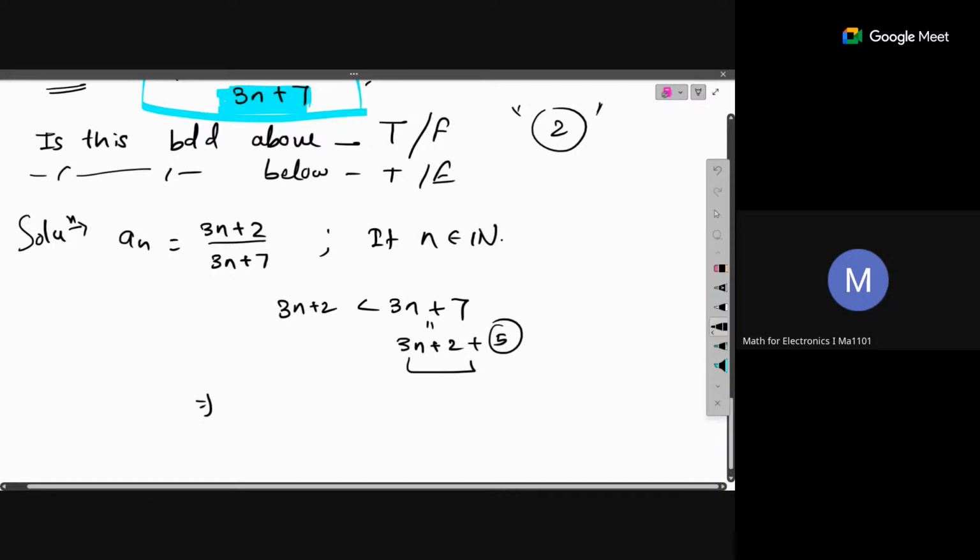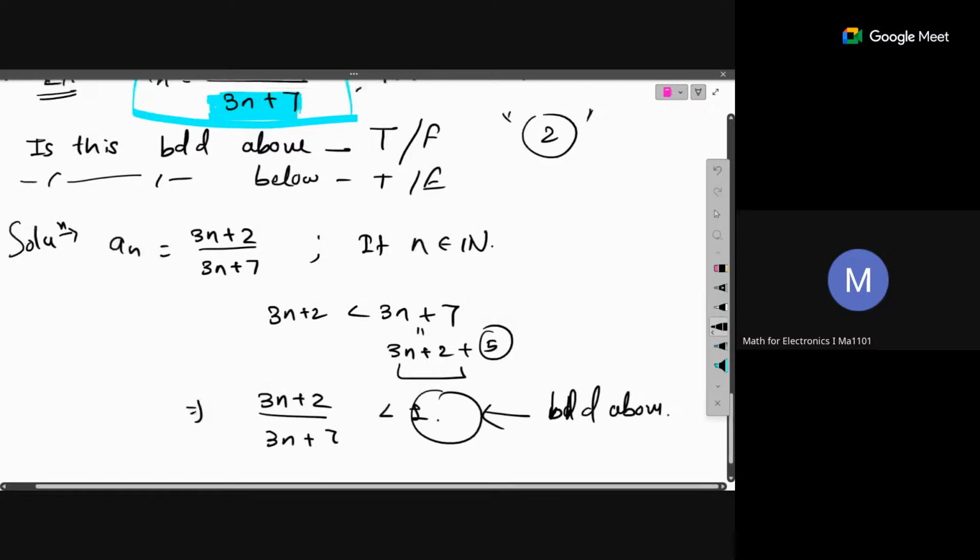So that means it is obvious that (3n plus 2) upon (3n plus 7) is strictly less than 1, correct? So that means the upper bound will be 1. So it is bounded above. Right. Now, what about the lower bound?